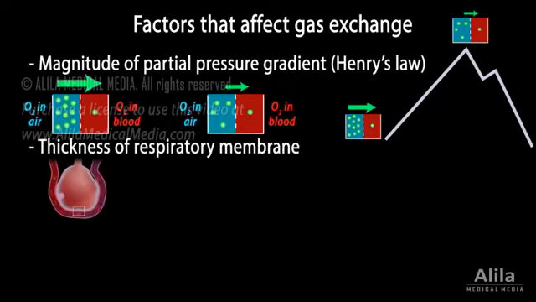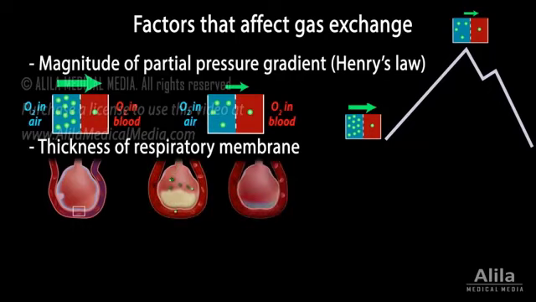The thickness of the respiratory membrane. The thinner the membrane, the faster the gas diffuses. Diseases that cause pulmonary edema, such as pneumonia or left-sided heart failure, increase the thickness of the respiratory membrane and hinder gas exchange.